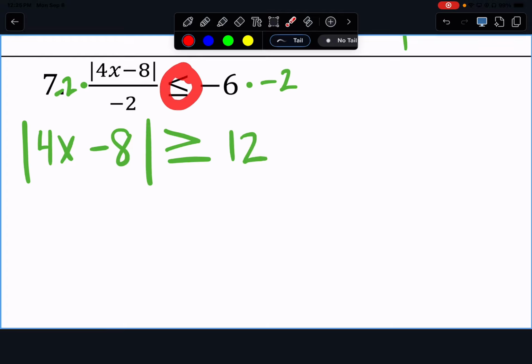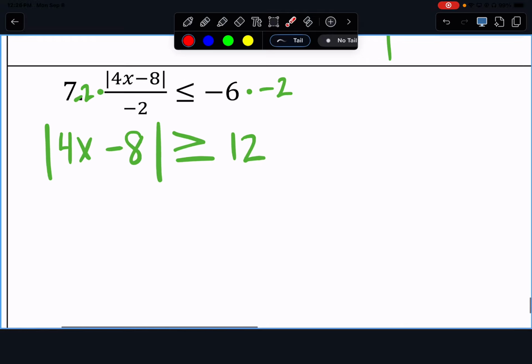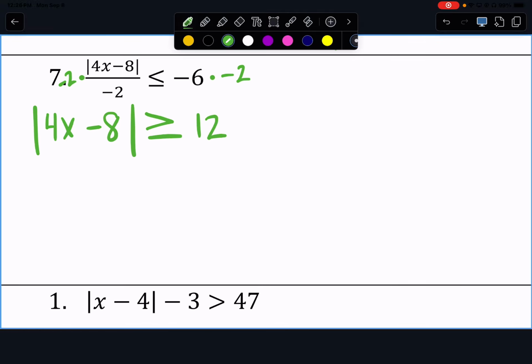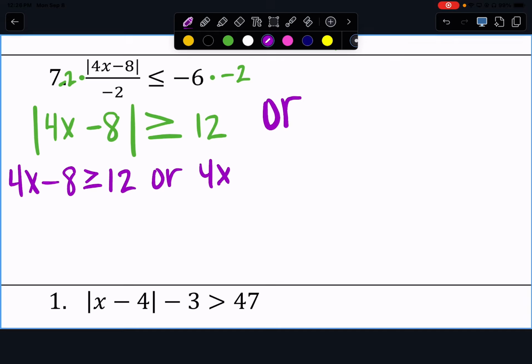That inequality has to flip because we multiply or divide by a negative number. Okay, that will always happen with inequalities. If you multiply or divide by a negative, the inequality flips. So we're actually looking at an and or an or inequality here. An or. So we will do 4x minus 8 is greater than or equal to 12, or 4x minus 8 is less than or equal to negative 12. So I want y'all to go ahead and solve both of those and graph it and do the interval notation for me.